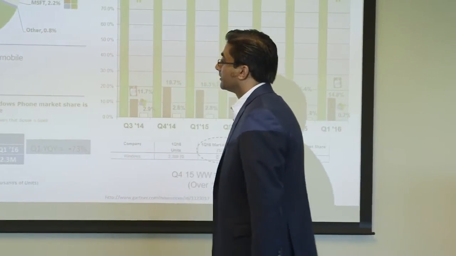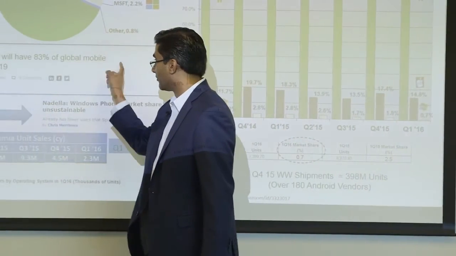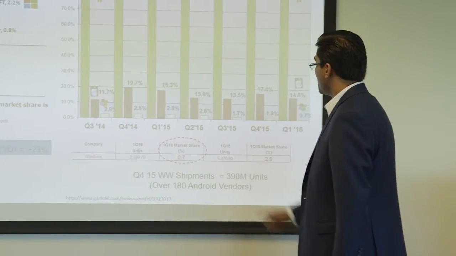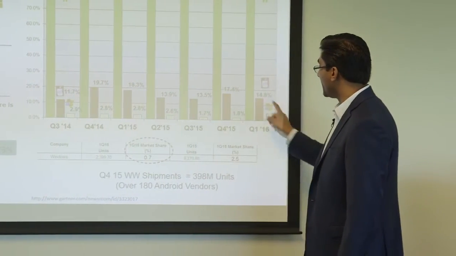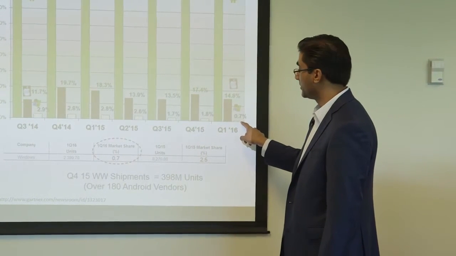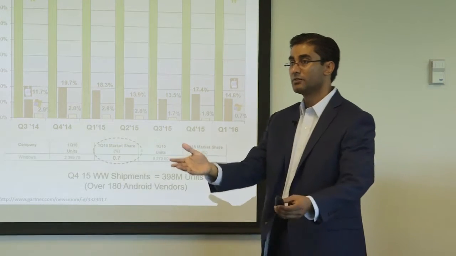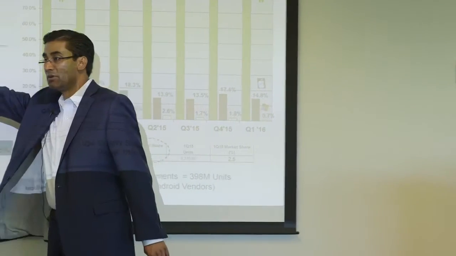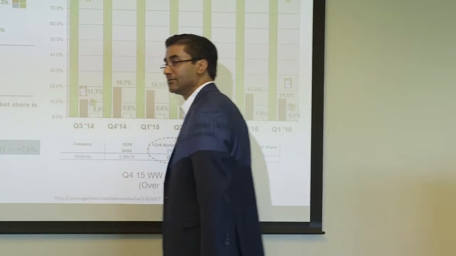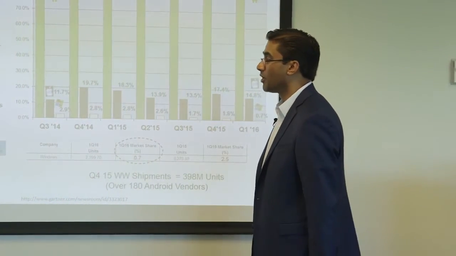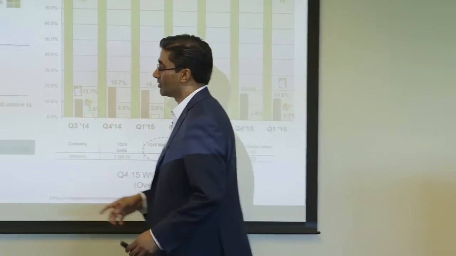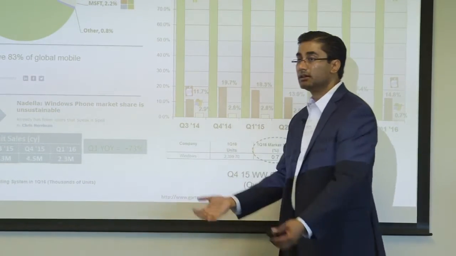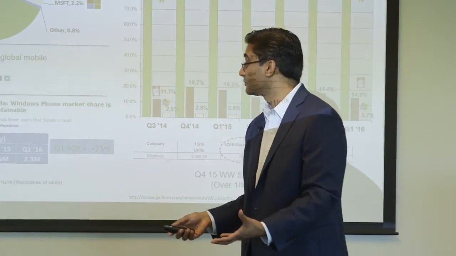Now, another report said that Android will have 83% of global mobile market share by 2019. This was a prediction in 2015, and I'll show you where it is today. But if you look at this data, by Q1 of 2016, Microsoft's share had dropped to 0.7%. If you are Microsoft, can you really grow a business from 0.7% to 81%? Not likely. That would require a monumental effort. So what did Microsoft say? Microsoft CEO Satya Nadella said Windows Phone market share is unsustainable.